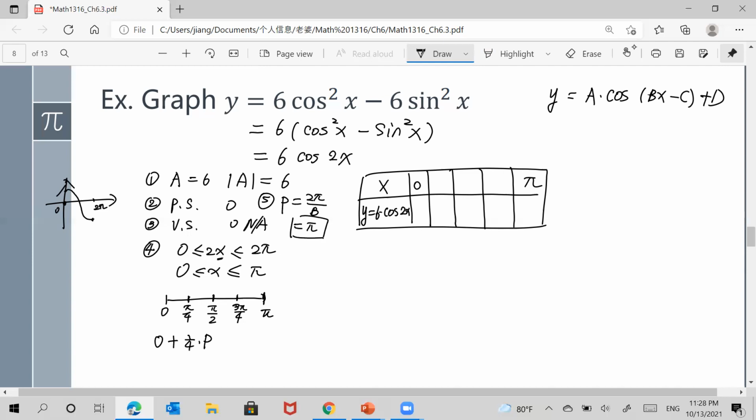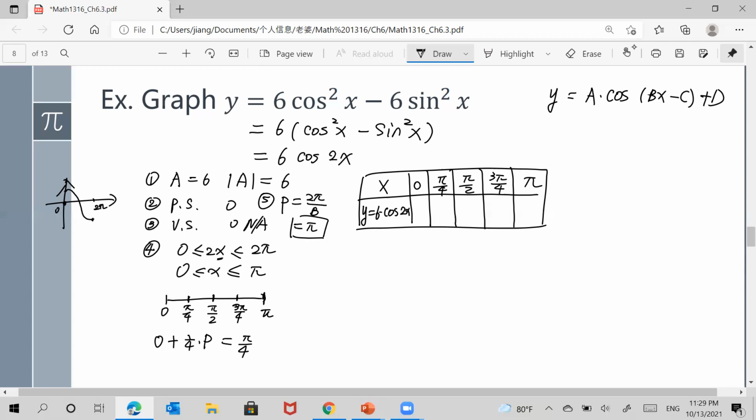So 1/4 pi, that's 0 plus 1/4 pi, that's pi over 4. And then based on this one, plus 1/4 period, that's pi over 2. And then based on this one, add pi over 4. And then we got the last point. So put the point x value here. Pi over 4, pi over 2, 3 pi over 4.